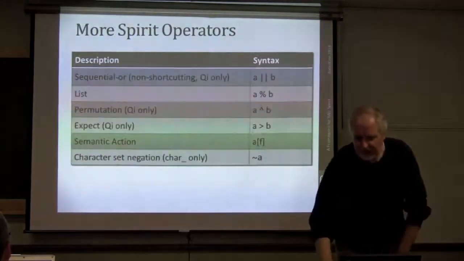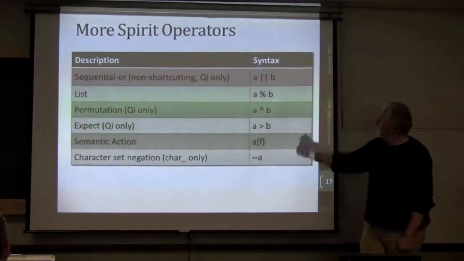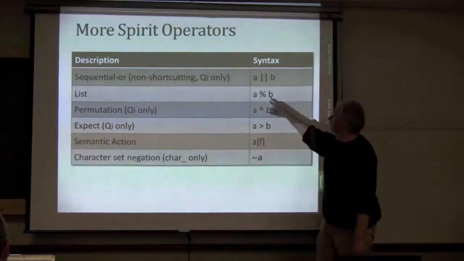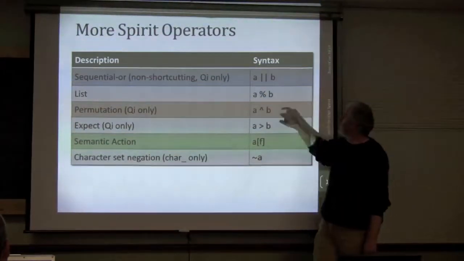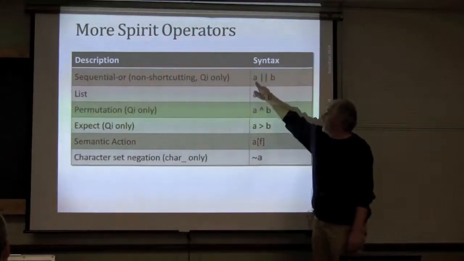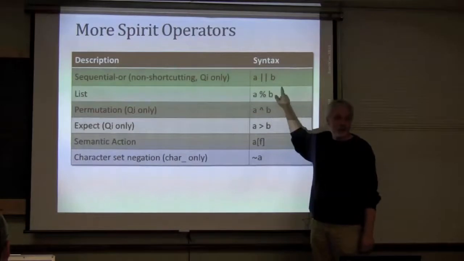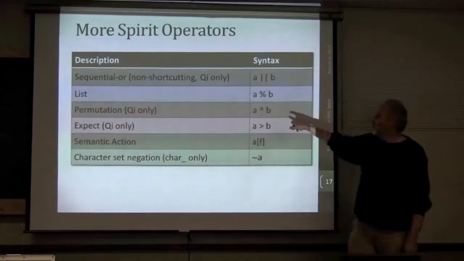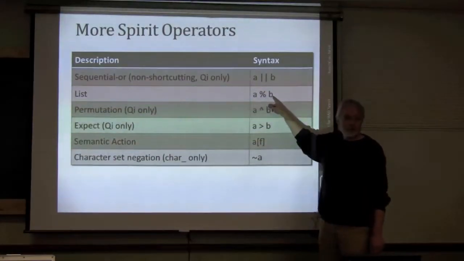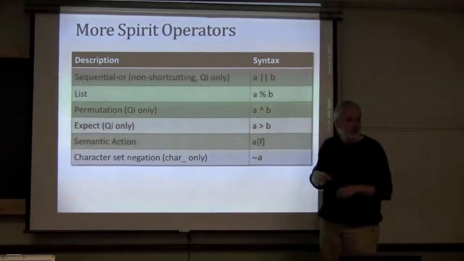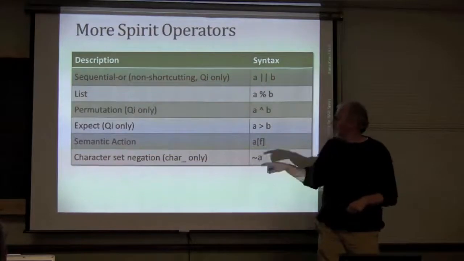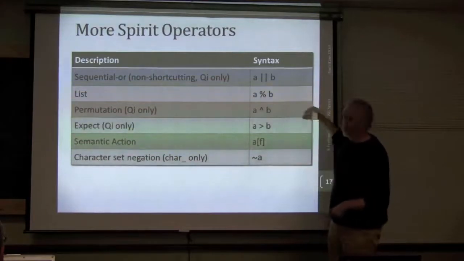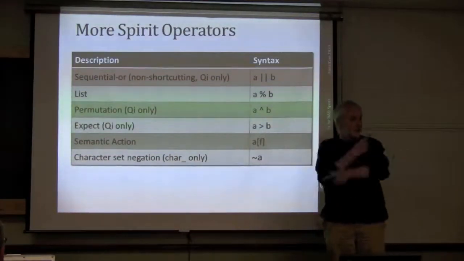Okay, that's nice, but we didn't stop there. We said, hey, we are on a run. Let's define a couple more operators which are not in parsing expression grammars, because these are really powerful. That's the sequential OR. It's a non-shortcutting OR, which is in Qi only, which means please match A or B or A followed by B. So it's a nice shortcut in the end. That's my favorite one, lists. Match A's separated by B's, comma separated lists, for instance, or things like that. Permutation: match A or B in any sequence, either first A or first B, or you can concatenate that and say I have A, B, C, D, E, and I want to match them in any sequence.